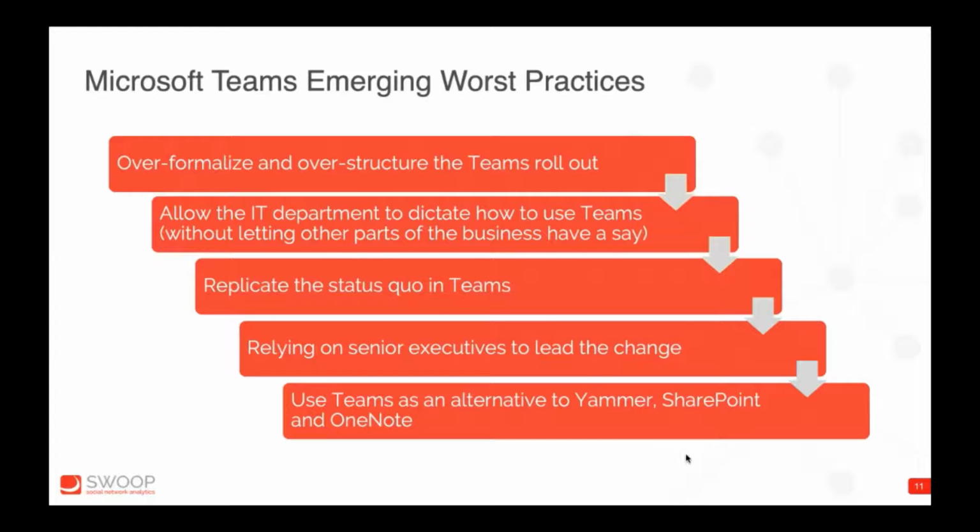So the top one was over-formalizing the rollout of Teams. Typically, if part of your organization's role is to introduce enterprise software, it might be introduced by the IT department, and they might roll it out department by department. They might have a comprehensive training program where everyone gets trained on it before it gets rolled out. Well, our partners who are working with clients are saying this is not the right way to do it with Teams. It should allow for a little bit of experimentation, and it shouldn't be overly structured or formalized. Otherwise, you just get tied down.